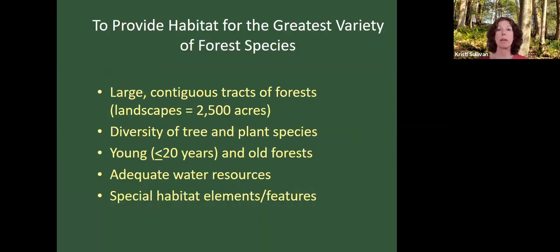To provide habitat for the greatest variety of forest species, you want to try to provide large contiguous tracts of forest. And that can mean entire landscapes, meaning about 2,500 acres, so very large acreage if you're thinking about a landscape. Within that forested landscape, you want to provide a diversity of tree and plant species. You want to have some young forests that are less than or equal to 20 years old, and then some older forests and some very mature, very old forests. So a combination of different ages of forests. You want to provide adequate water resources, and then there are some special habitat elements and features that are important, especially for certain species of wildlife.